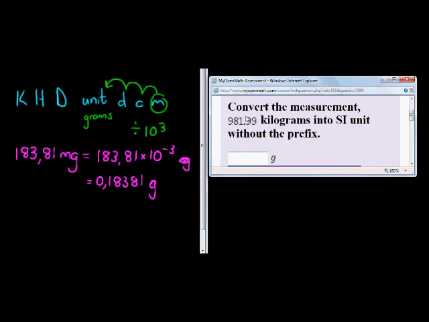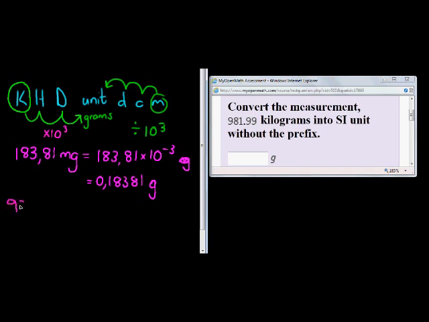In this example, we're asked to convert 981.99 kilograms into the SI unit without the prefix. In other words, just into grams. So this time we are going from kilo to grams. So we go 1, 2, 3 units to the left, sorry, to the right, okay, which means we are going to multiply by 10 to the power of 3.